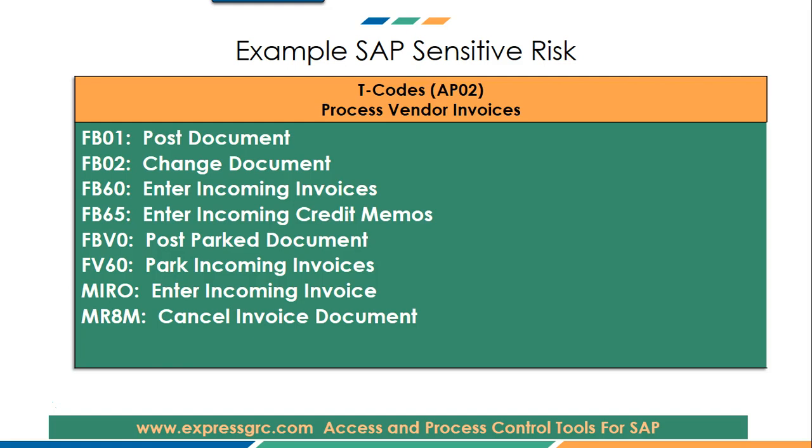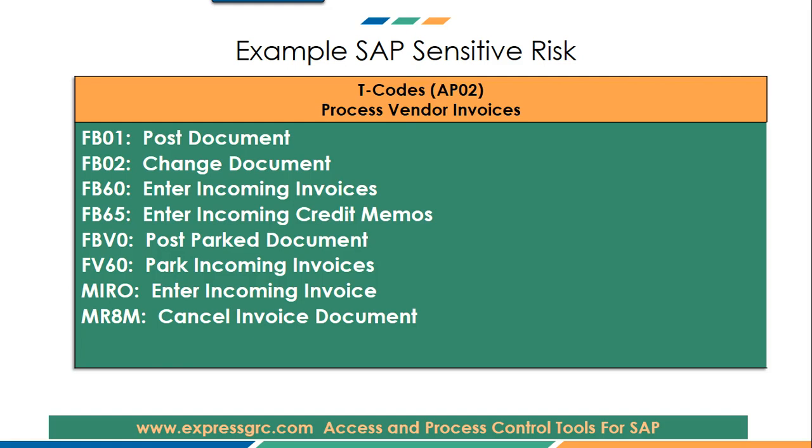Similarly, most of the basis transactions, for example, SCC4 client copy, SM12 locking and unlocking the tables, or SM59, STMS transports, all these cannot be widely given. For example, MM10, which is a material mass change, cannot be given widely. So this has to be controlled.